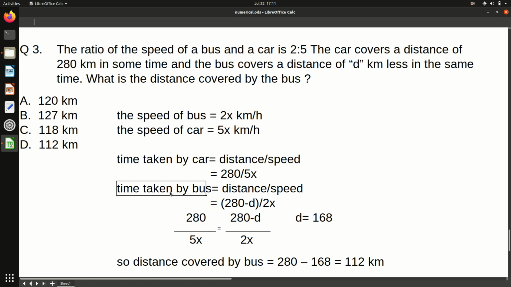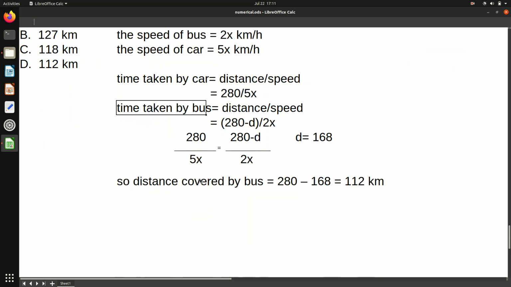It means time is same for both of these, and this we will use. Okay, so time is same for both. Now this thing we will use. So at first what I have done, I have calculated the time taken by car and then time taken by bus, and then we will make equal, because it is saying that they cover it in the same time, and that's all, it will be solved.